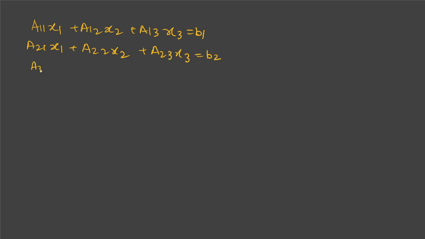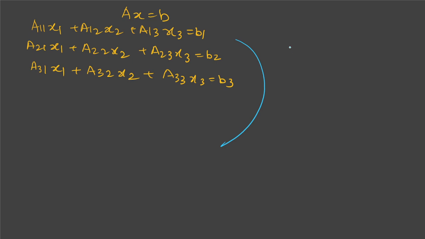Then we have a31x1 plus a32x2 plus a33x3 equals b3. This is our Ax equals B. Okay, now if I use, for example, LU decomposition. So what does LU decomposition do?